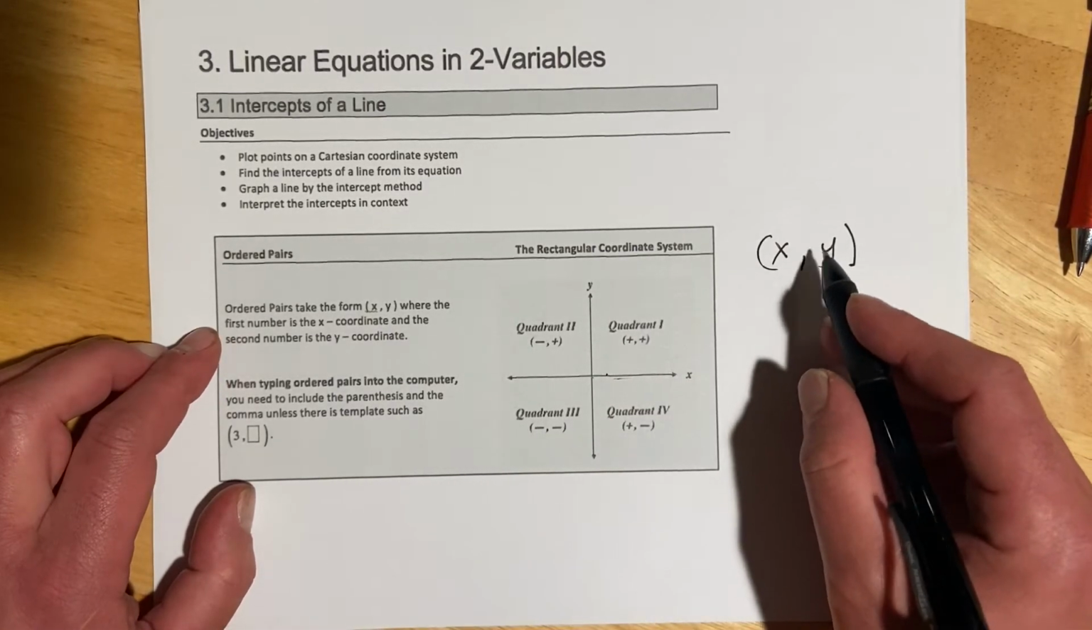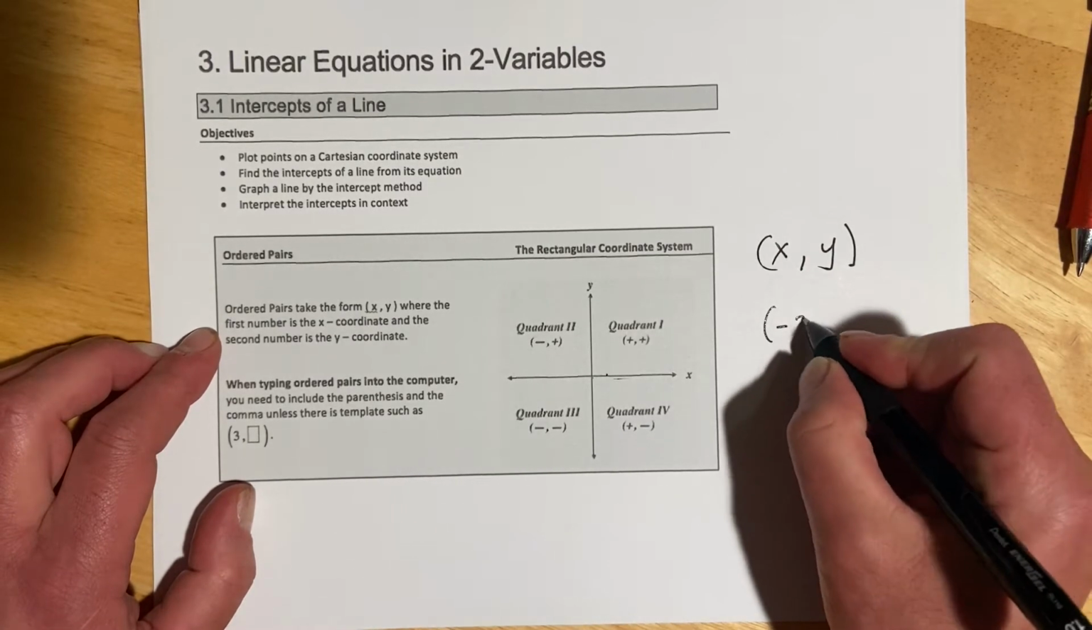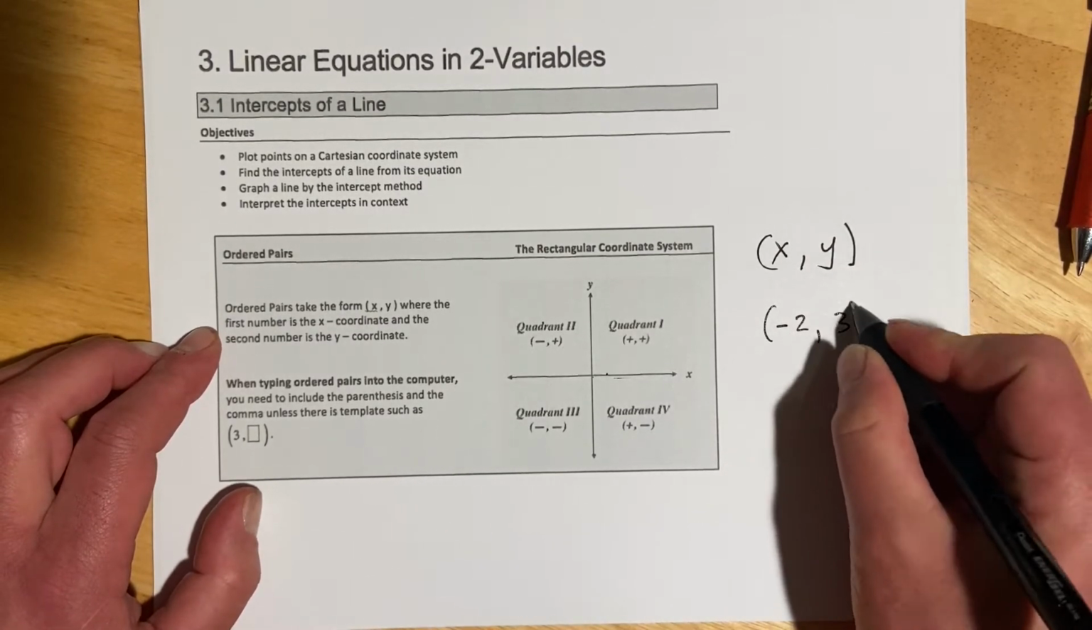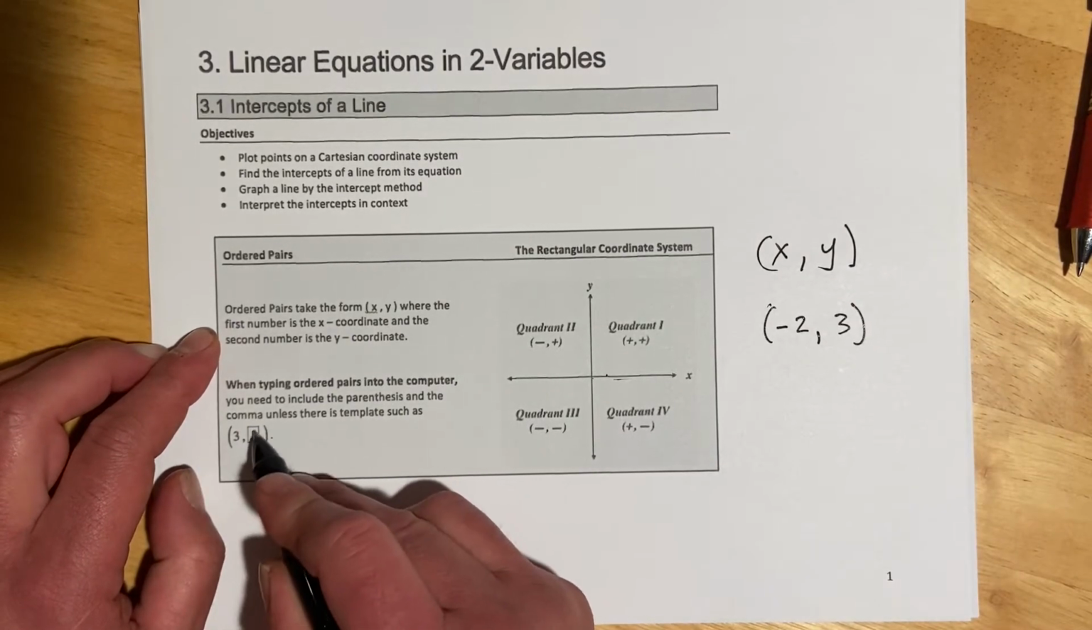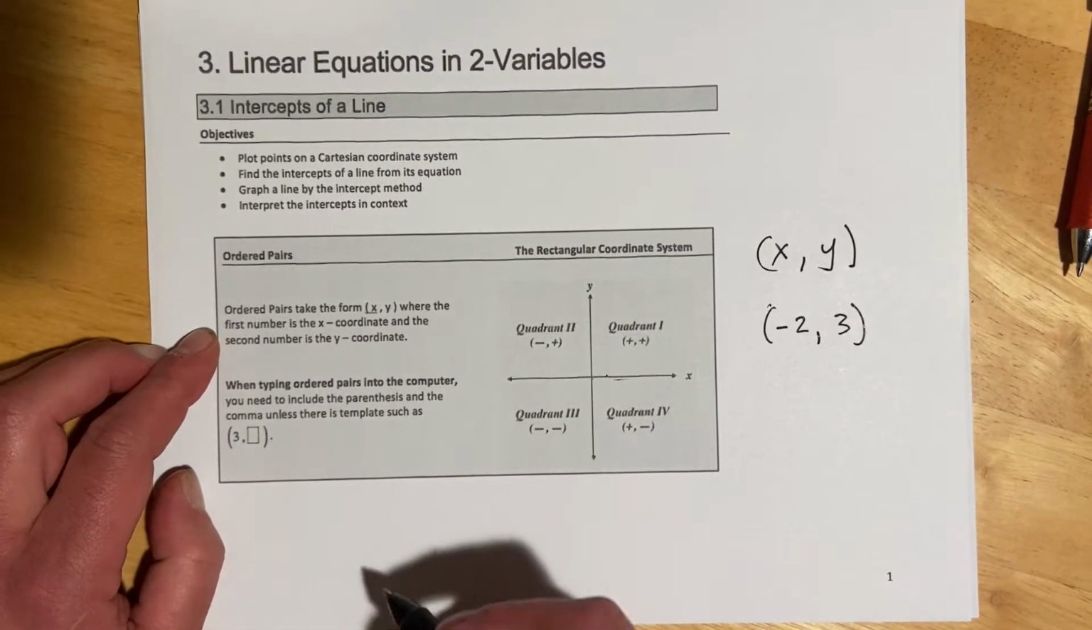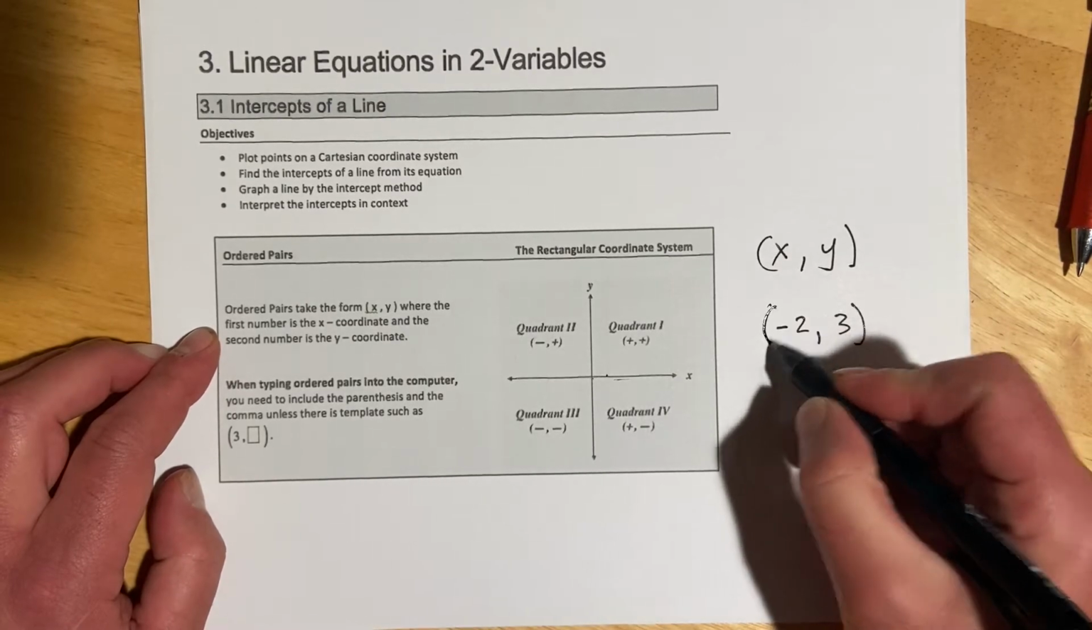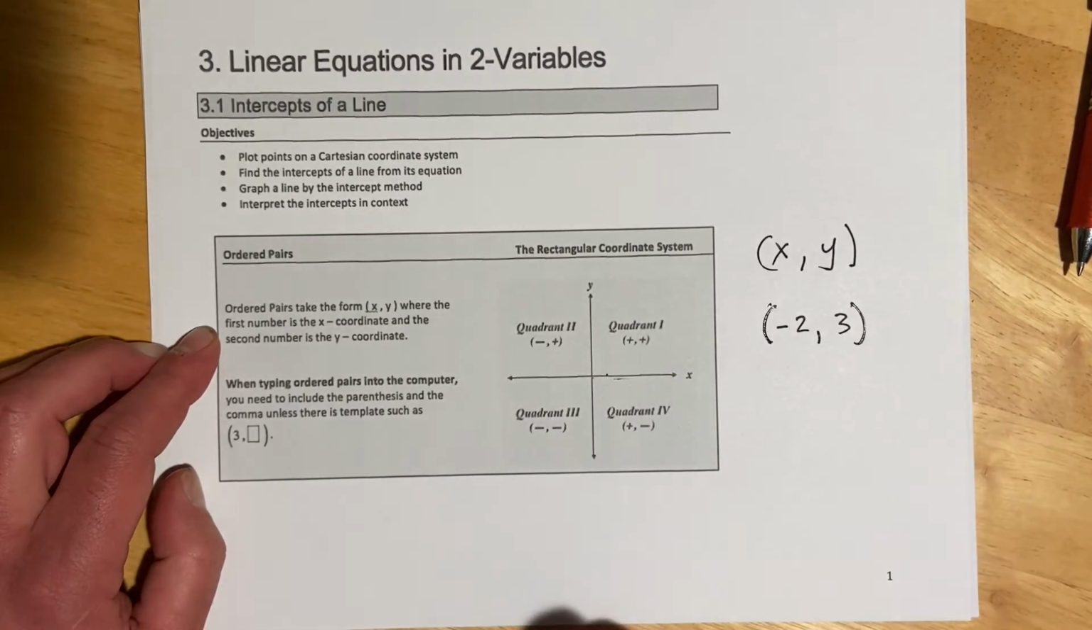When we're typing these in the computer, so say we're typing (-2, 3), you have to type the parentheses unless it sets it up with a box where it's just sort of missing that one spot. Other than that, it's important to type the parentheses and the comma.